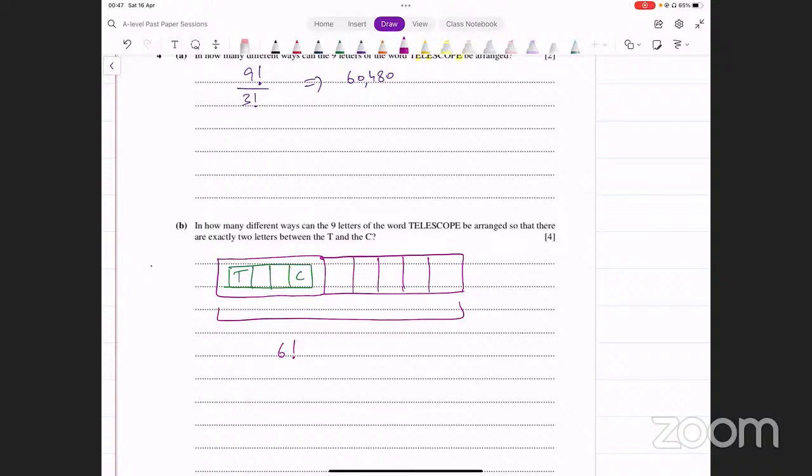And now we look at what we've got inside there. जो आपके पास green box है, वहां पे क्या हो रहा है? Green box में क्या हो रहा है? We have 4 boxes, लेकिन T and C they have to be at the ends. अब T और C आपस में तो position interchange कर सकते हैं, right? T यहाँ पर आ सकता है, C इधर जा सकता है. That's possible. So there are 2 ways of doing that.